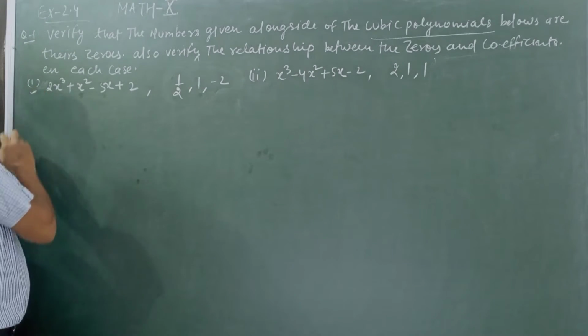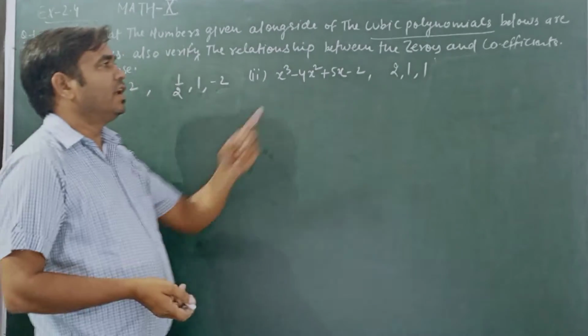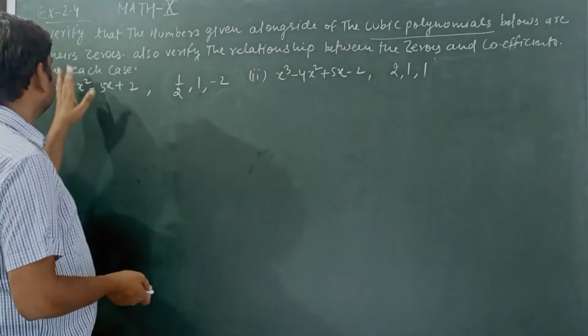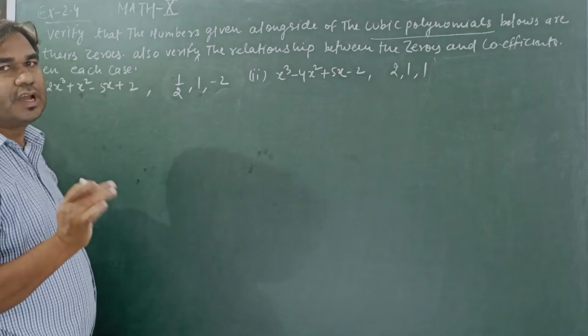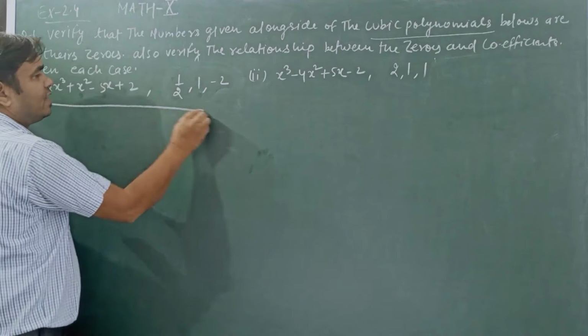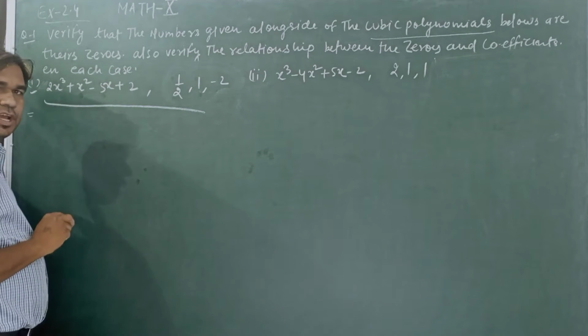In the first part, you see: verify that the numbers given alongside the cubic polynomial below are its zeros. Also verify the relationship between zeros and coefficients in each case. So here are the equations, and we have to take the first part.